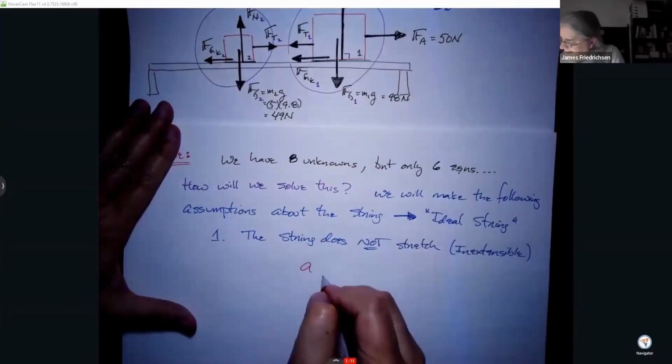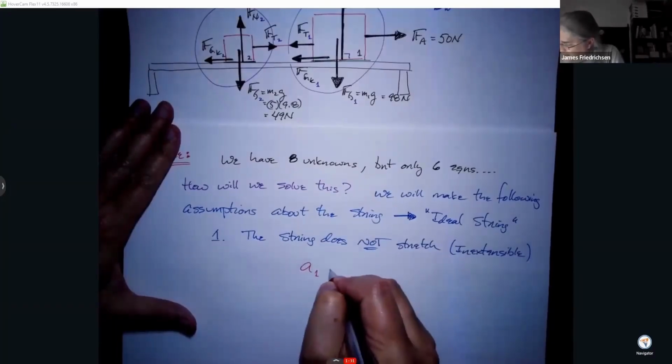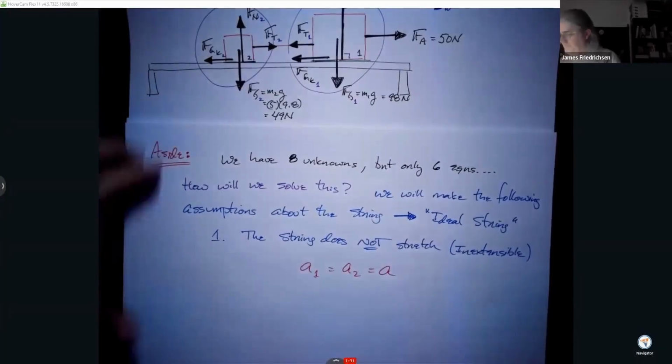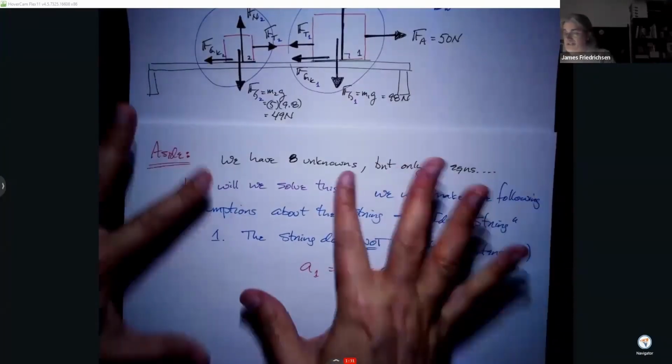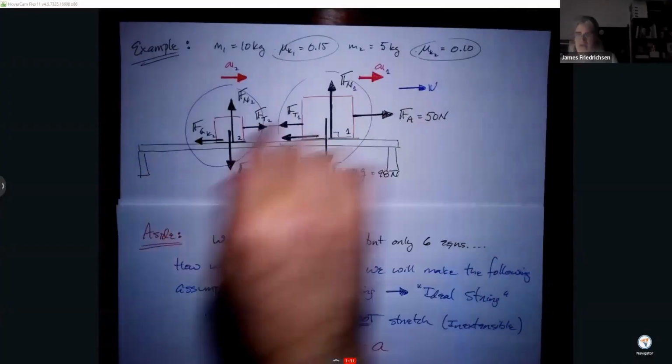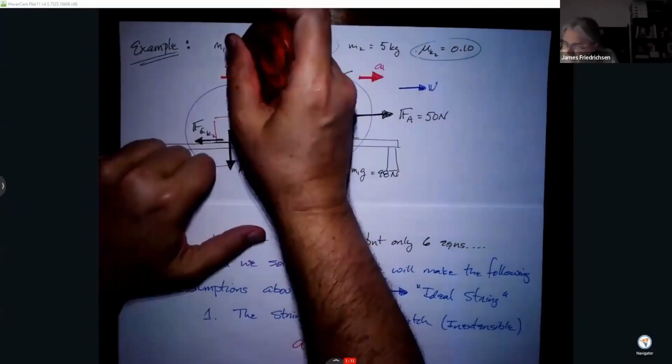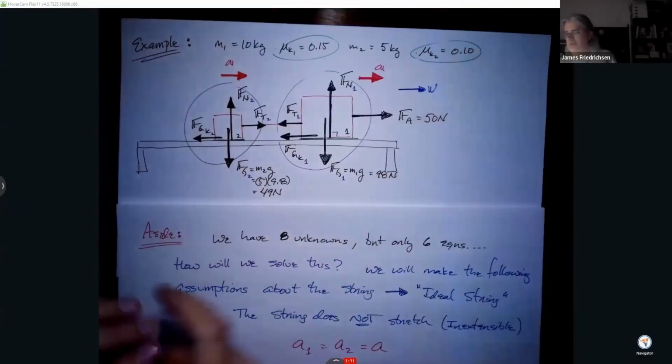So with the string, if the string does not stretch, then A1 and A2 are just A. Okay. So now we're down to 7 unknowns. And I'm going to wipe out the 1 and the 2 on these because they're just A. Okay. There we go.